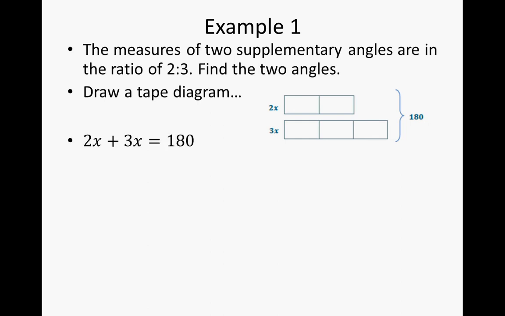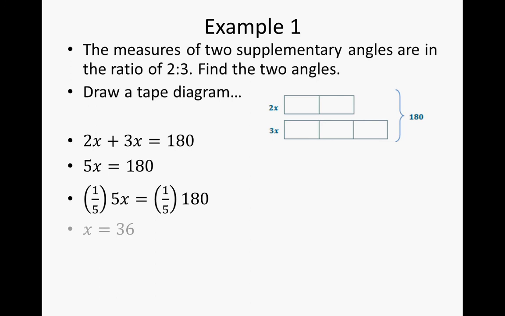So in order to solve this algebraically, we would have 2x plus 3x is 180. We can combine like terms, so 2x plus 3x is 5x. And now some number times 5 is 180, so we multiply by the reciprocal, or the multiplicative inverse, of 5, which is 1/5. And therefore we do 1/5 of 180, which gives us 36.